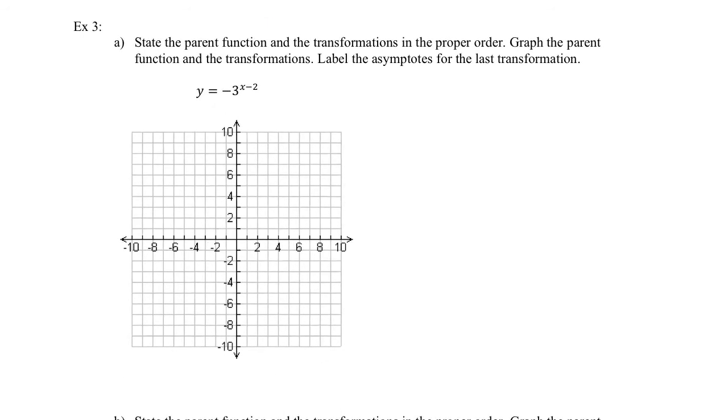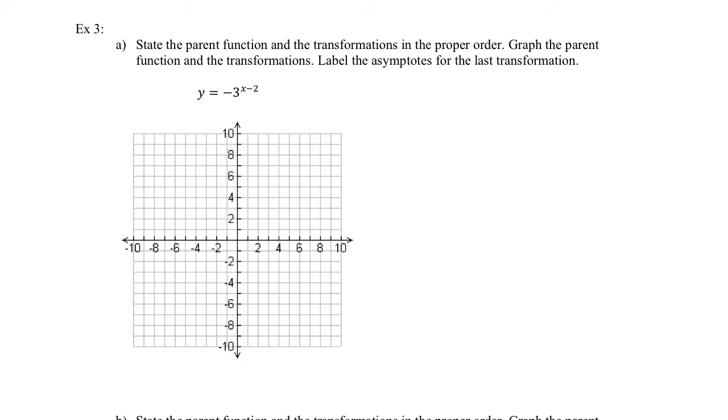Okay, so here we're going to look at the parent graph and then the transformations in order. We're going to graph the parent function and the transformations, and then we'll label the asymptotes for the last transformation. So our original function here would be y equals 3 to the x. Our y-intercept's the same, but now if we have input x as 1, we'd be up at 3. X of 2, we'd be squaring that 3. Here we'd be at a third, a ninth. So the bigger the base, the steeper that rise is.